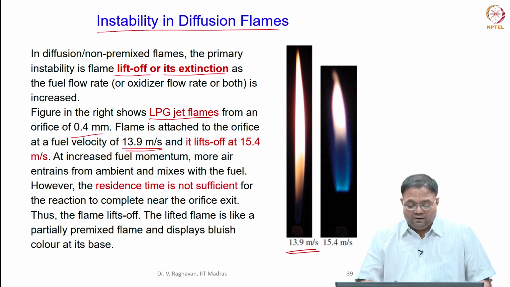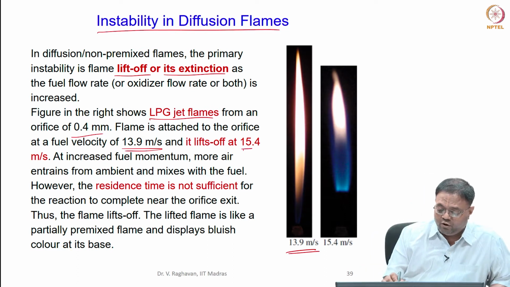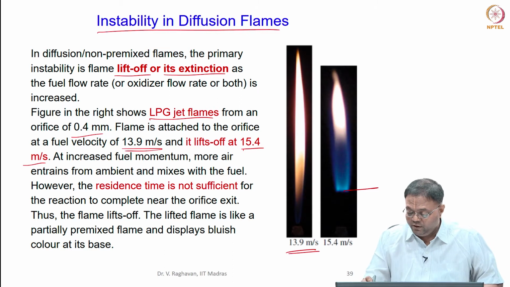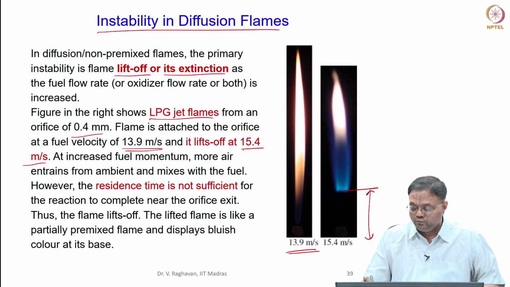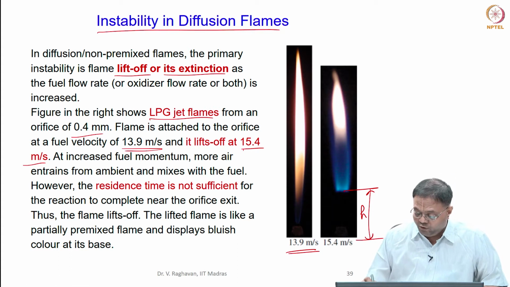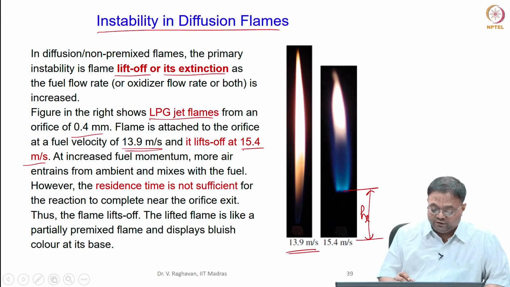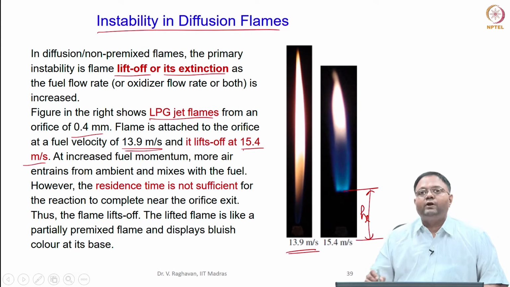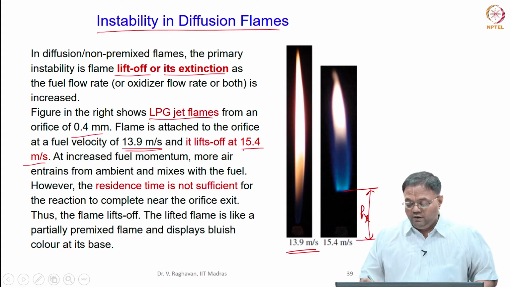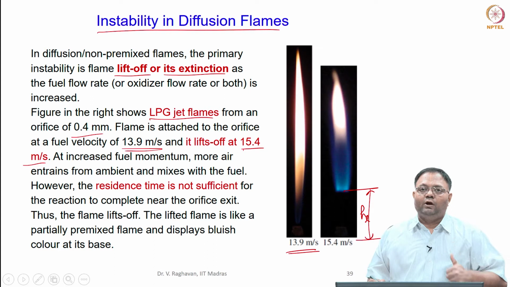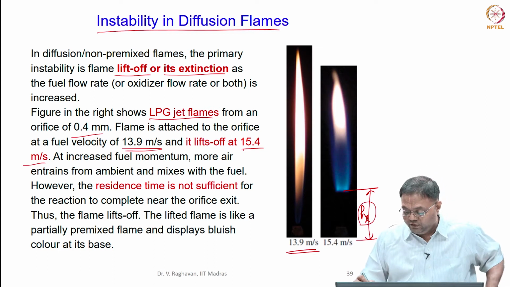But when I increase the velocity of the fuel jet to 15.4 meters per second, you see the flame lifts off to a particular height h. I will call it HL, that is the lift off height. So, when you increase the flow rate in the same burner from 13.9 to 15.4, the flame lifts off and sustains at a particular height called HL, which is called the lift off height.